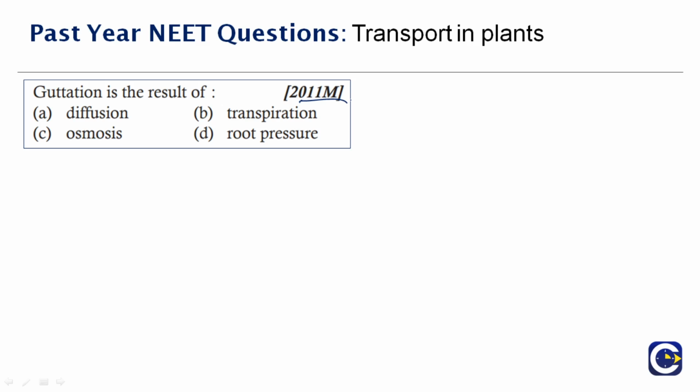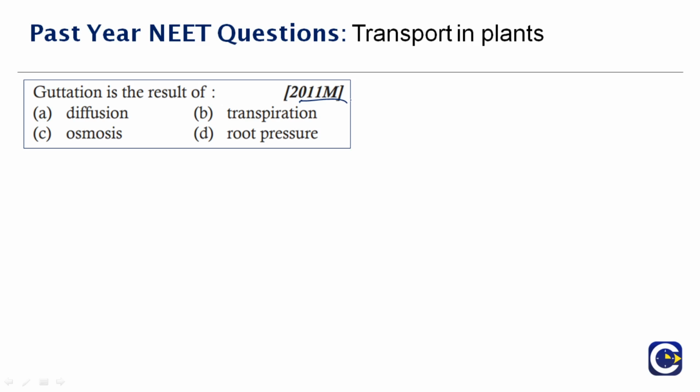Guttation is a result of dash. Now what do you mean by guttation? How can you describe it? See, you're given 4 options here: diffusion, transpiration, osmosis and root pressure. Okay, the main cause of guttation in plants is because of the root pressure.